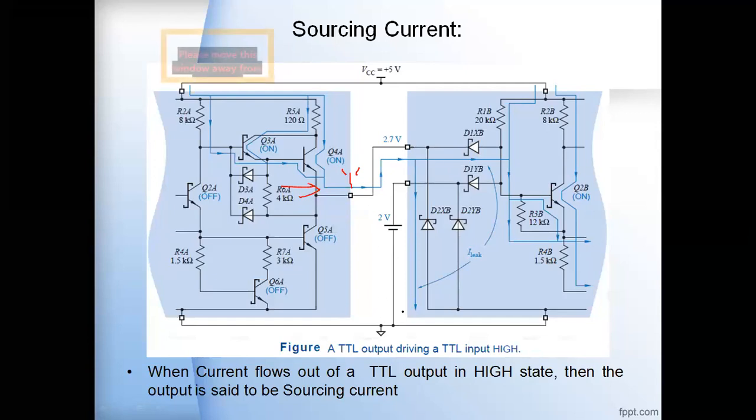So now the current is flowing out of the output. The current is flowing out of the gate here. This current is called source current because the output can source the high state value, which is entering into the second gate input.